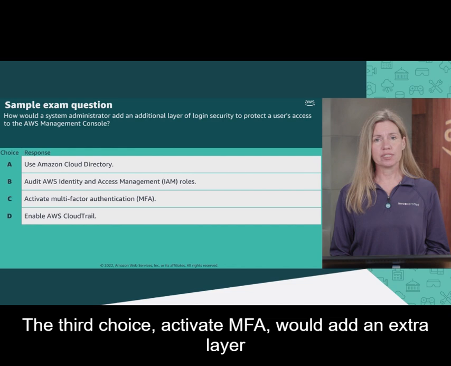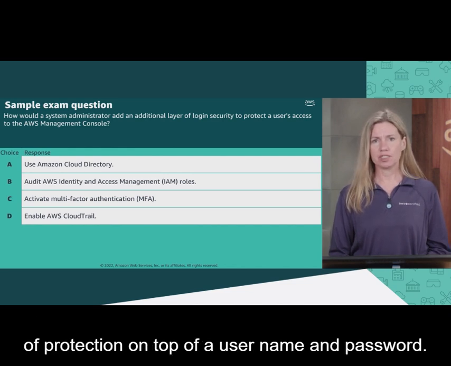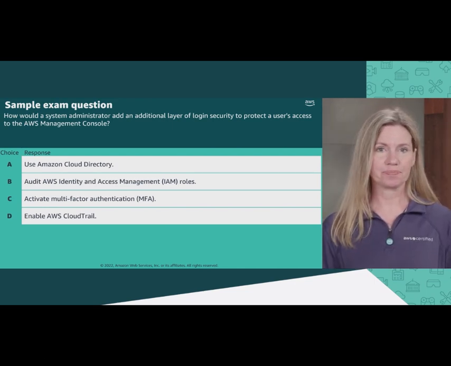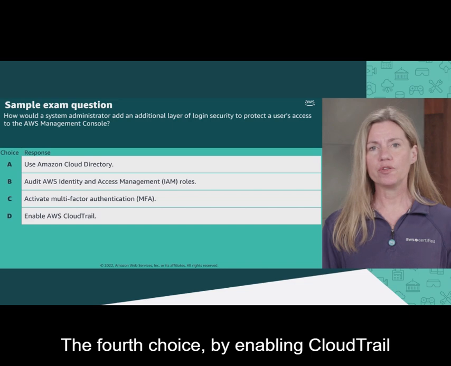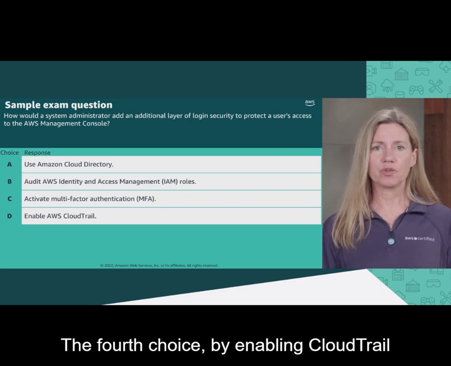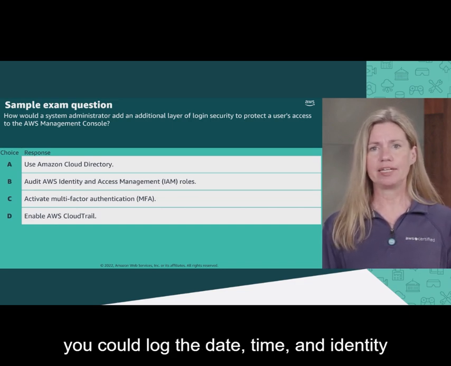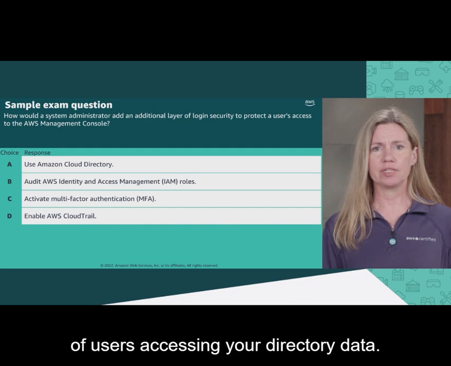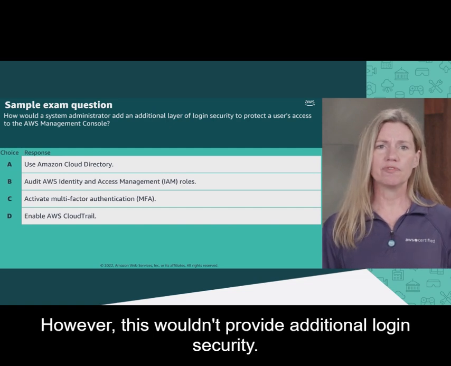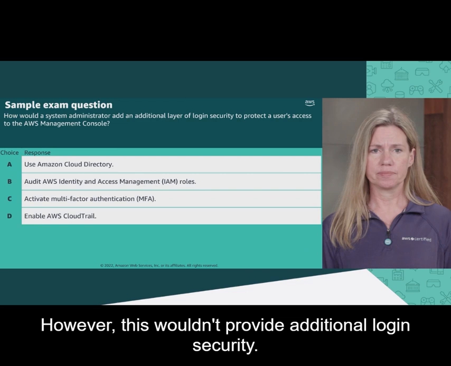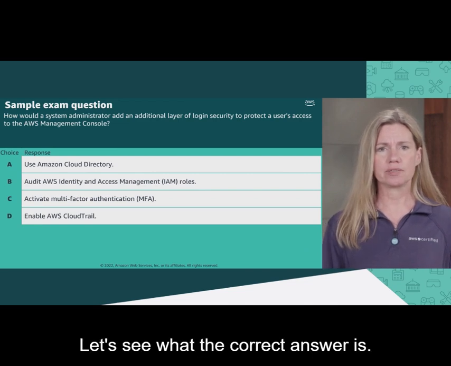The third choice, activate MFA, would add an extra layer of protection on top of a username and password. This is likely the answer. The fourth choice, by enabling CloudTrail, you could log the date, time, and identity of users accessing your directory data. However, this wouldn't provide additional login security. Let's see what the correct answer is.